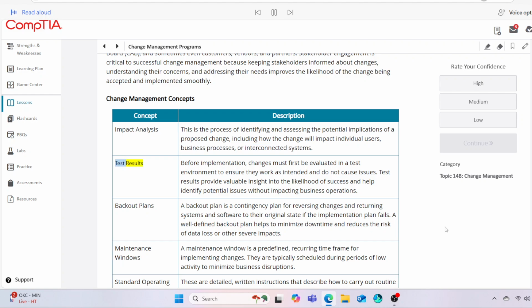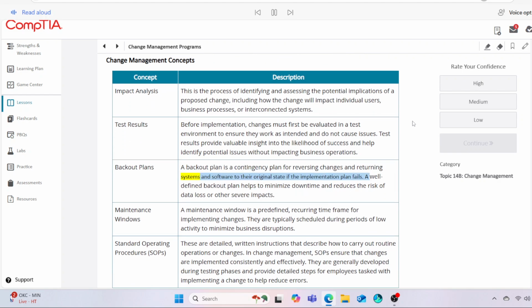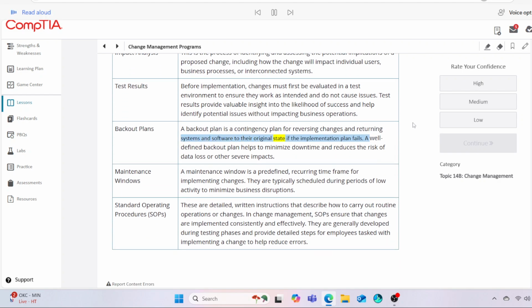Test results. Before implementation, changes must first be evaluated in a test environment to ensure they work as intended and do not cause issues. Test results provide valuable insight into the likelihood of success and help identify potential issues without impacting business operations. Backout plans. A backout plan is a contingency plan for reversing changes and returning systems and software to their original state if the implementation plan fails. A well-defined backout plan helps to minimize downtime and reduces the risk of data loss or other severe impacts.